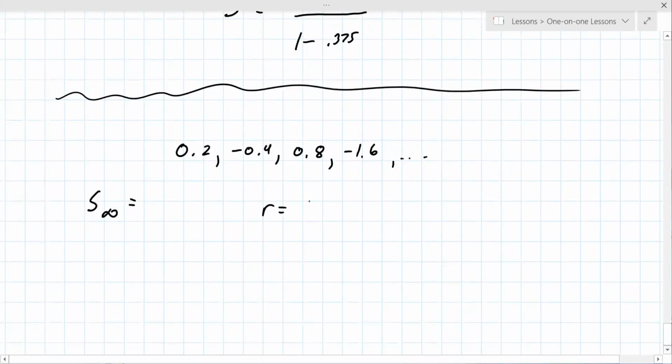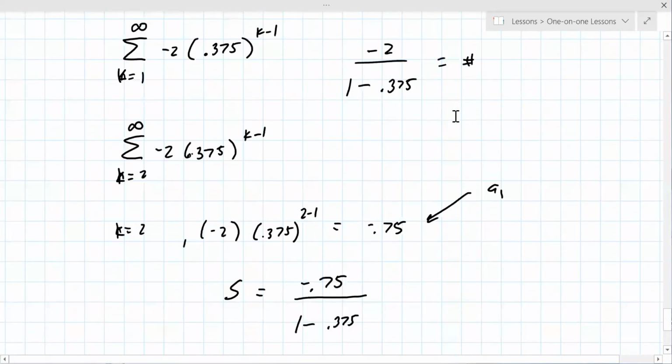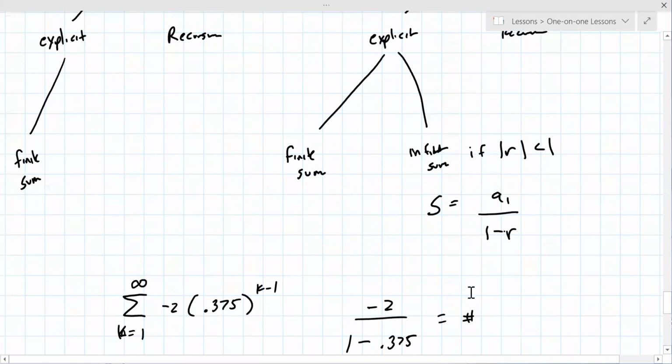Is minus 0.4 over 0.2 the same as 0.8 over minus 0.4, the same as minus 1.6 over that? The common ratio is -2. Okay. Now maybe you're like, oh, well, that's not less than 1. You said it had to be less than 1. So this one does not converge.